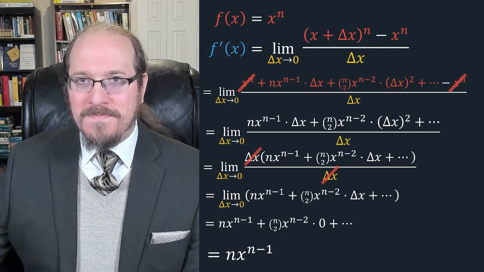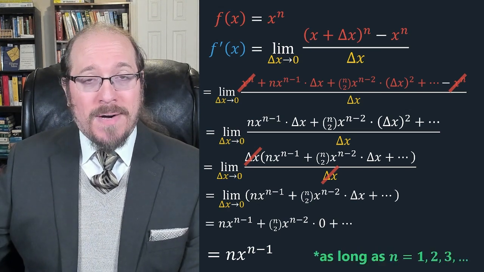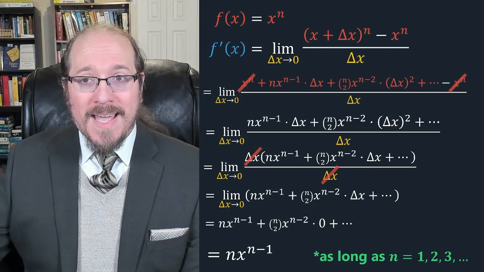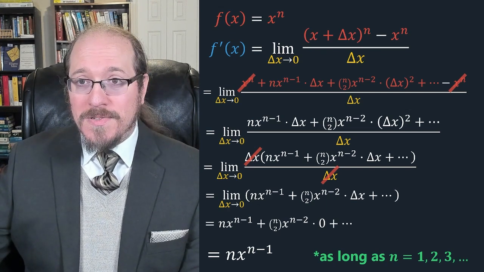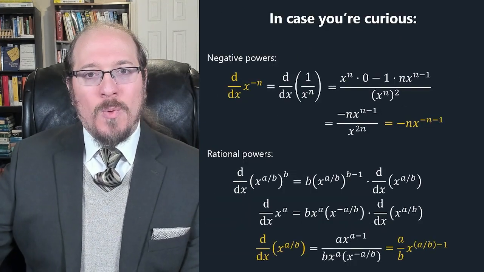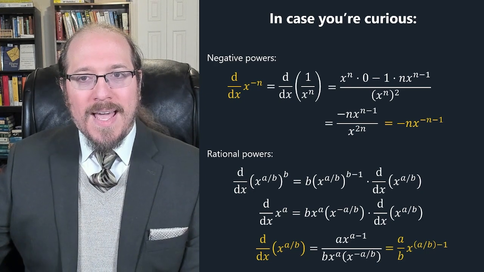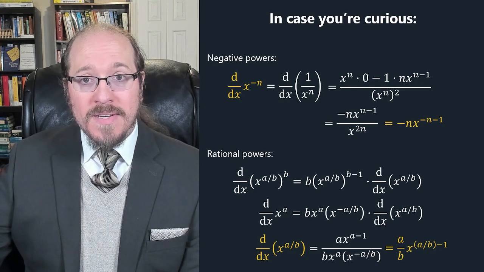Well, almost. Actually, it only proves the power rule when n is a positive whole number. It doesn't tell us what to do with negative powers or fractional powers. But those can be proven using things like the quotient rule and the chain rule, and each of those can be proven using the limit definition of the derivative.